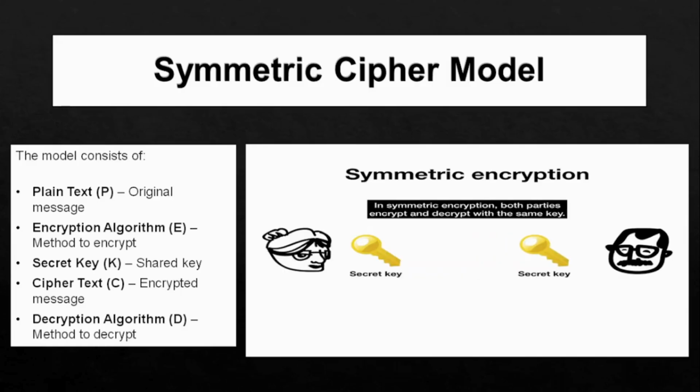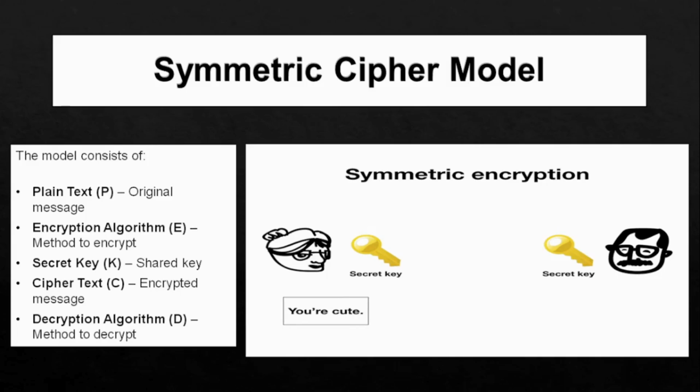First, the sender combines the plain text with a secret key and applies the encryption algorithm. This produces cipher text. This cipher text is then transmitted over the network. At the receiver side, the same key is used with the decryption algorithm to recover the original message.